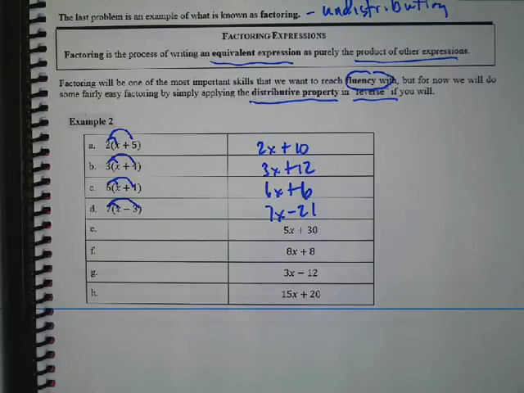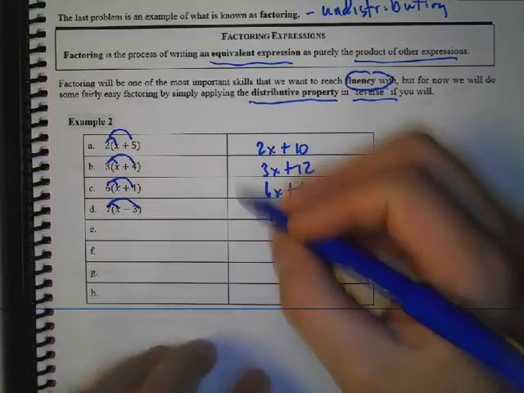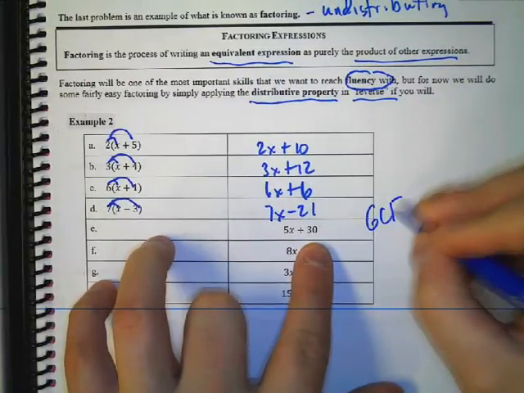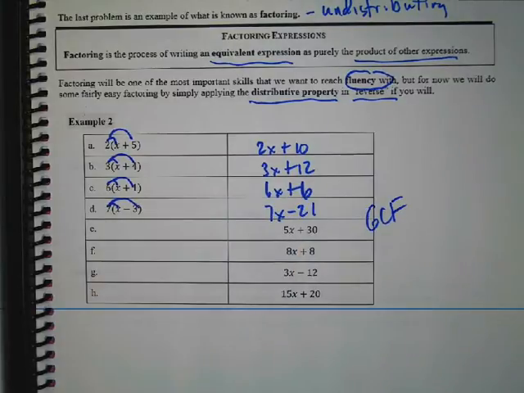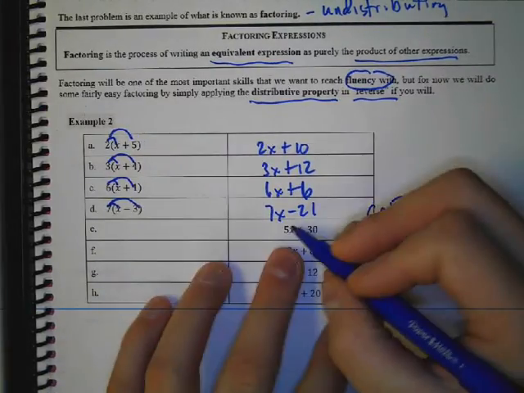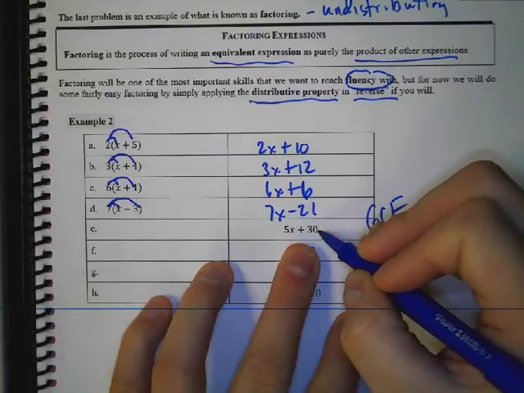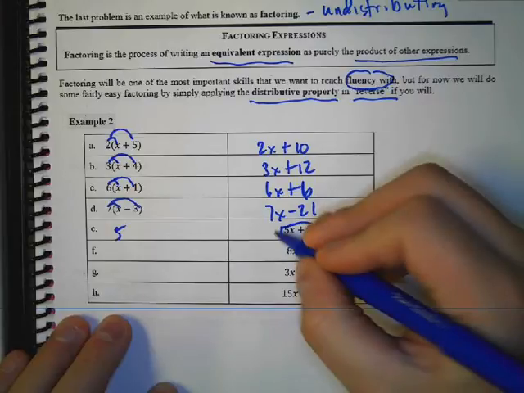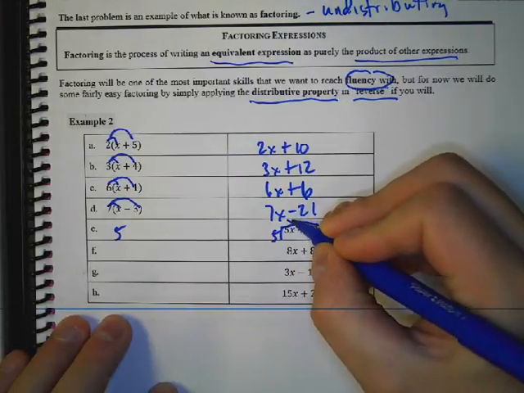So now I want to find a number that I take out of each one. Okay? And that number is going to be the, excuse me, from Fast and Furious, the greatest common factor. So I'm going to take this one, 5 and 30, the largest number I can take out is 5. Now, when I take out the 5, think of this as division. This is going to leave me with an x plus a 6.